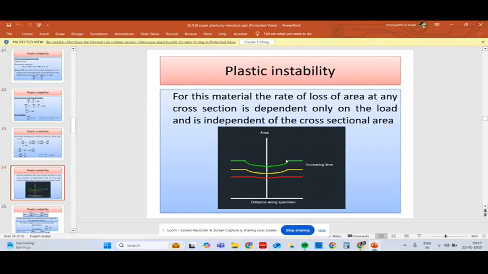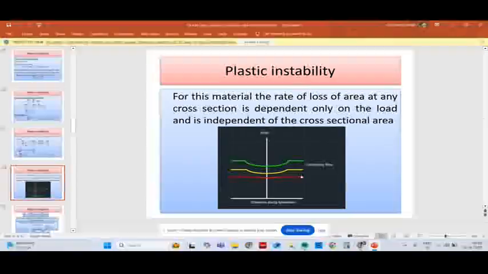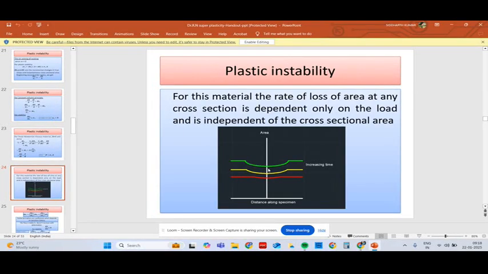As the time increases, when the time is 0, for example, let us say the specimen is something like this, no necking. Slowly the neck formation is delayed. It's a delayed process.